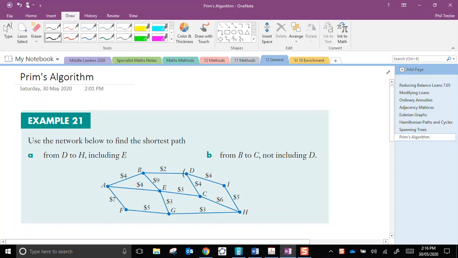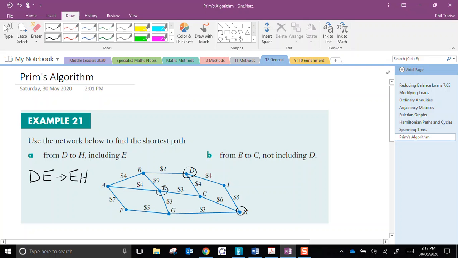D and H, and we have to include E. So the strategy for this one is to break the journey into two parts. First, I'll find the minimum distance between D and E. Then I'll find the minimum distance from E to H.